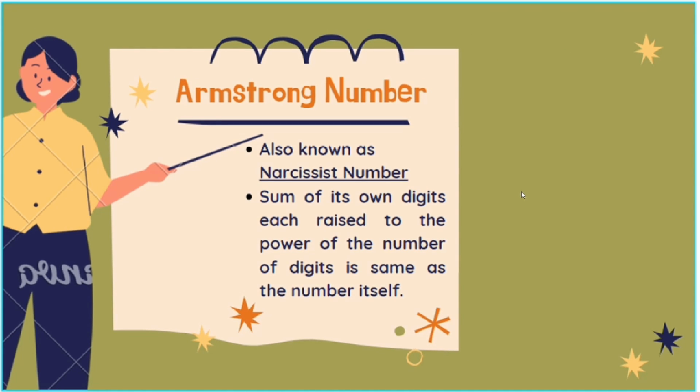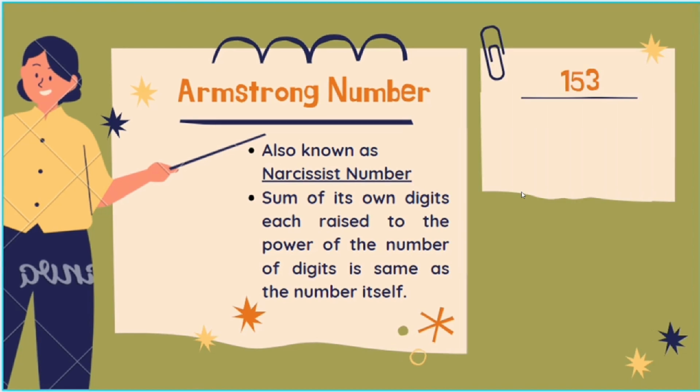It's also known as the Narcissus number. If the sum of its own digits, when they are raised to the power of the total number of digits this particular number consists of, equals the original number, then it's an Armstrong number, else it's not. Let's see a few examples.